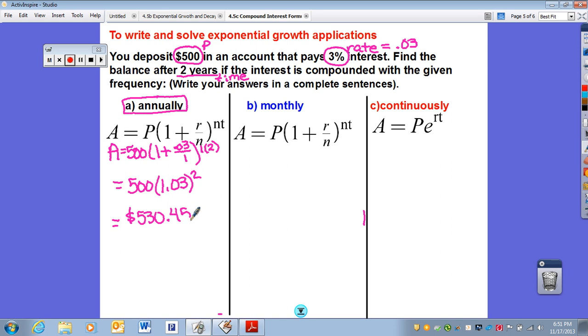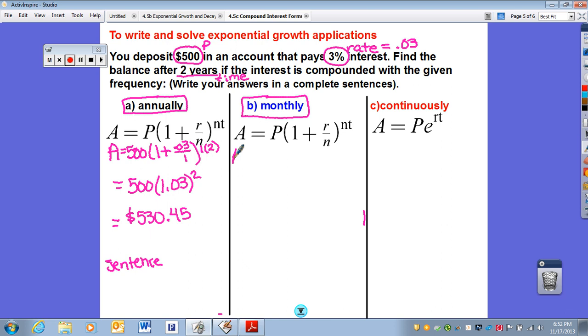$530.45. And then make sure to write your sentence, including what you invested and what you're going to make. For example, you might say, I deposited $500, and after 2 years, I would have $530.45. Let's take a look at the calculation for monthly, and remember there are 12 months in a year.